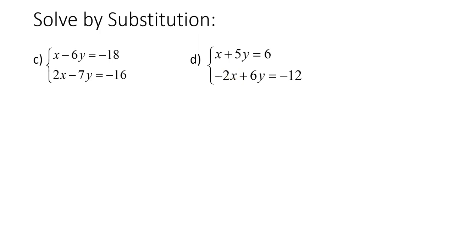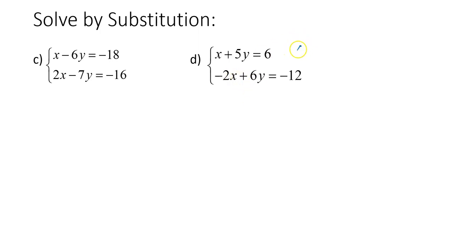I don't know, how about letter D? So we got x plus 5y is 6. We got negative 2x plus 6y is negative 12. Which one am I going to choose to solve for? Well, on the top, if I solve for y, I can see that I'm going to end up with 6 fifths and 1 fifths, and I'm going to have to then substitute them into the bottom line. So maybe I'll solve the top line for x in terms of y.